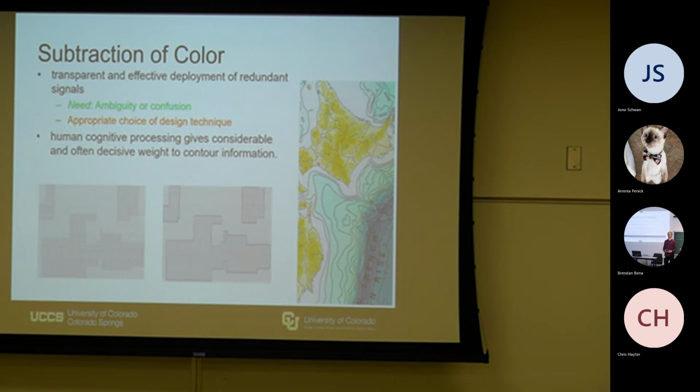So what is needed for transparent and effective deployment of redundant signals is two things. First, the ambiguity or confusion in seeing a data display can in fact be diminished by multiplicity. And the second is appropriate choice of design techniques that will work to minimize the ambiguity of reading. If you disregard these conspicuous distinctions, then it is going to result in gratuitous multiplicity.